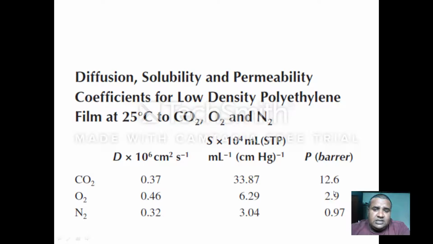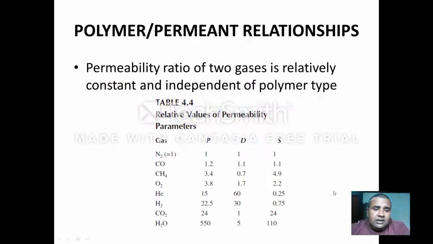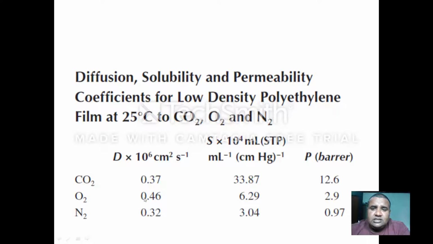So in the previous case there was a difference. Here the permeability of the CO2 was 24 times that of nitrogen, but in this particular case it is coming around 13 times. So that was a general table, and this is a specific table. There is a difference, but almost the ratio will remain the same. Here it has changed to 1 to 1.